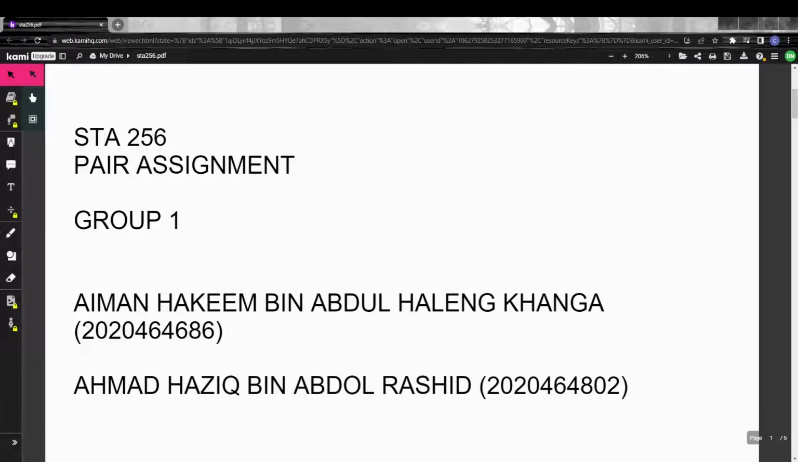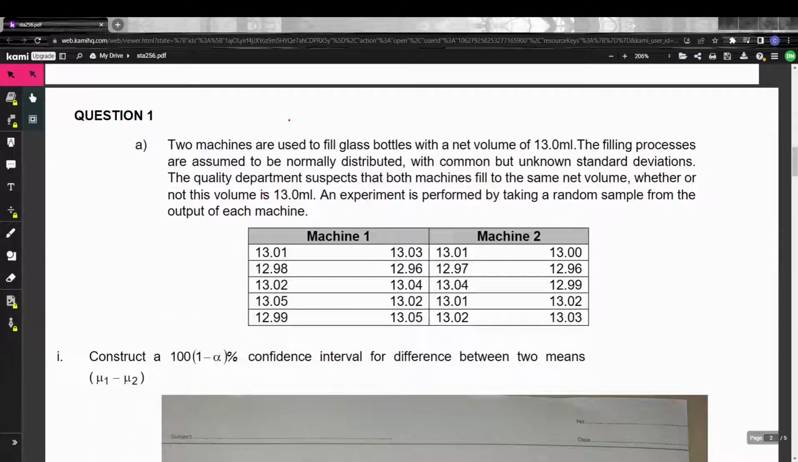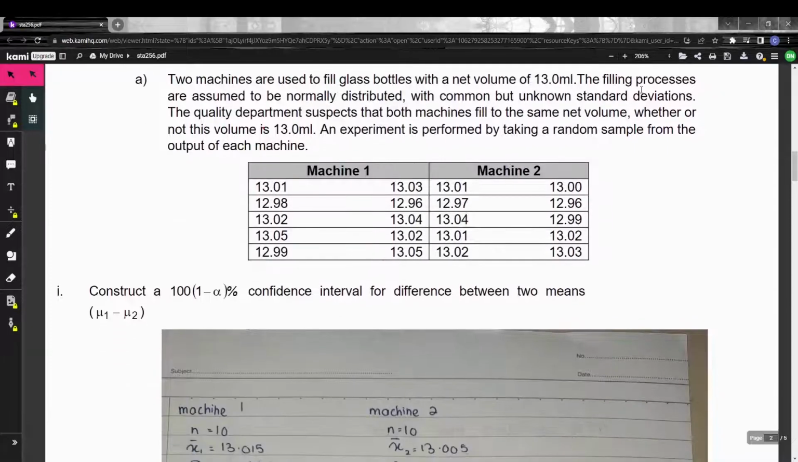Today we are going to present our paired assignment for STA256. Here is question 1. We can see there are two machines with unknown standard deviation. The question asks to construct a confidence interval for the difference between two means.